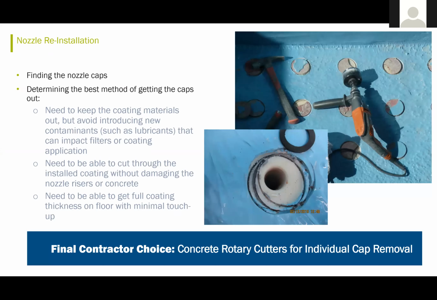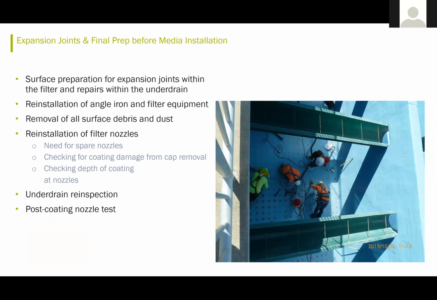And then after they applied the coating, they had to remove the temporary caps. And so they used rotary cutters to cut around the temporary caps for removing the caps and installing the new nozzles. Then they applied the expansion joints within the areas where they needed to be installed, and they reinstalled the angle iron all around the perimeter, although this time they used stainless steel materials in doing that.